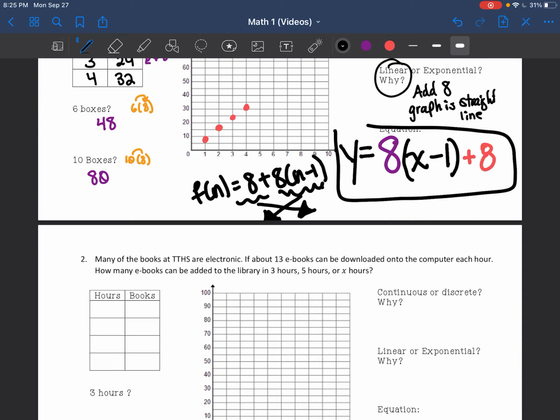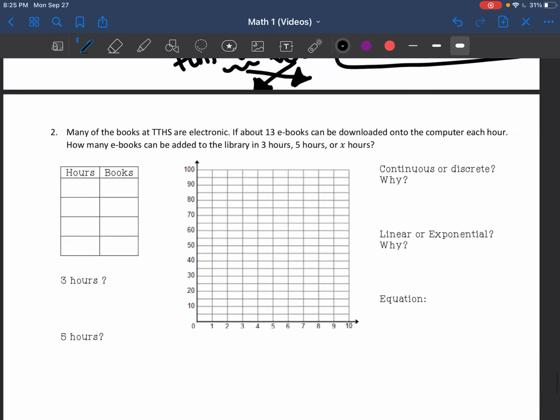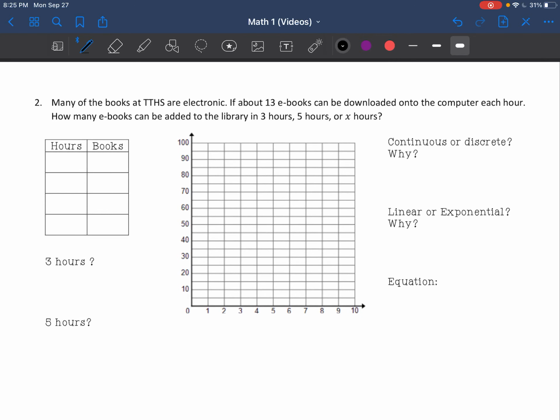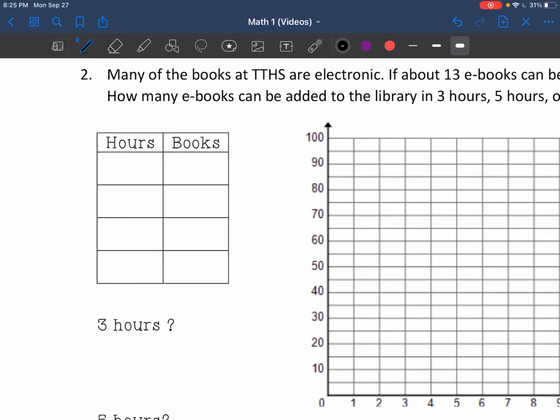So now I'm going to just get you started on the rest of these. So many of the books at Thornton are electronic. If about 13 ebooks can be downloaded onto a computer each hour, how many ebooks are there going to be in 3 hours, 5 hours, X hours? So I'm going to help you get started. Every hour, we are going to have 13 books. So on the second hour, we should have 26, which means going down our table, we are adding by 13.